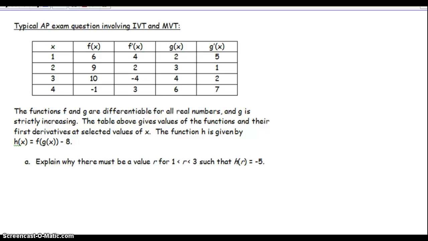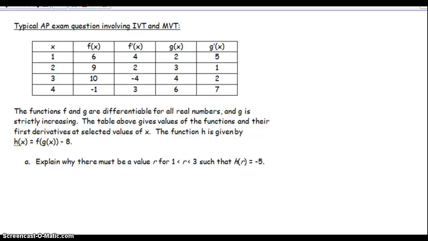So now we're going to look at this, and we will talk more about this if this stresses you out. This is a typical AP question using IVT and MVT, and they really like these. So if you have been zoning me out, this is the moment to come back, okay?